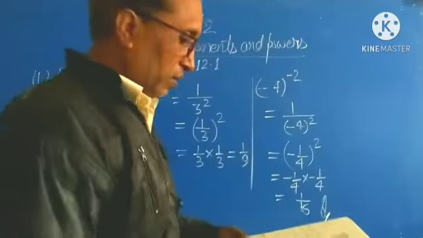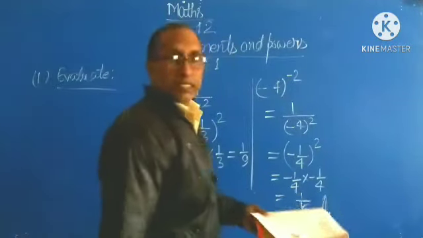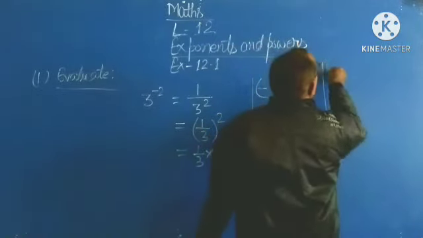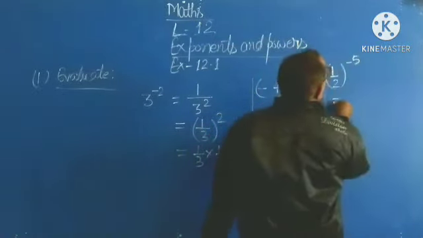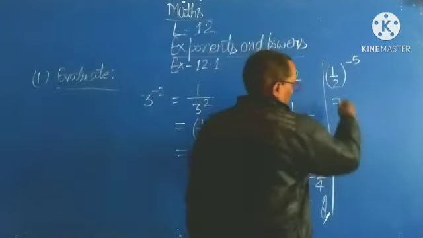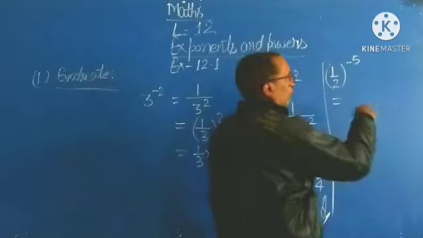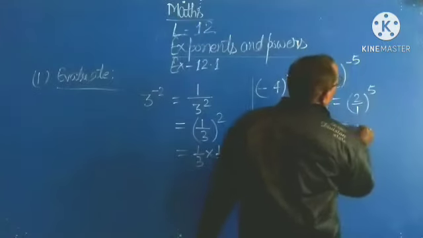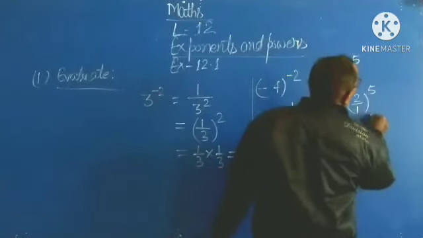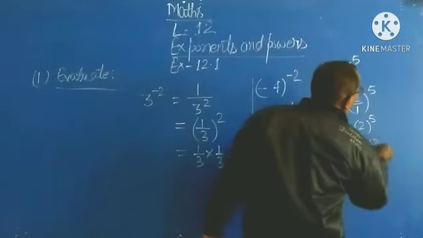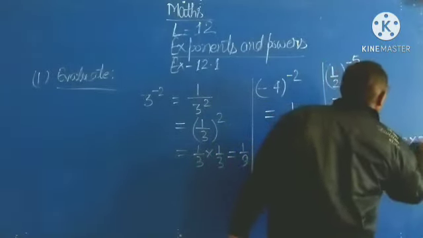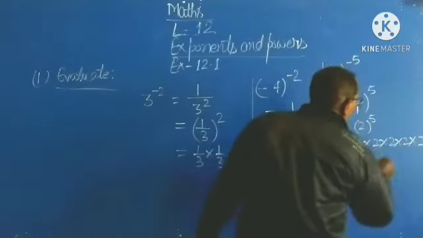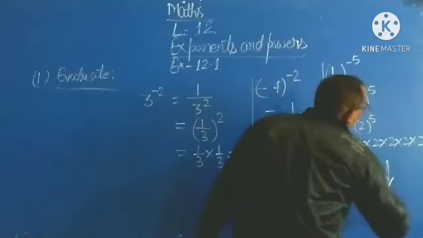And third part is 1 upon 2 raised to power minus 5. You write it in a positive notation. You convert 1 by 2 into 2 by 1. That power will be positive. Means 2 to power 5. You get 2 into 2 into 2 into 2 into 2, 5 times. You get 2 to the 4, 4 to the 8, 8 to the 16, 16 to the 32. It is your answer.